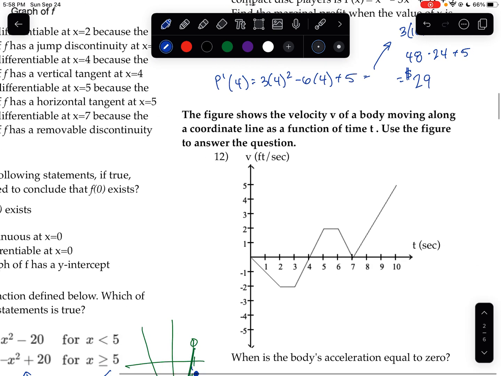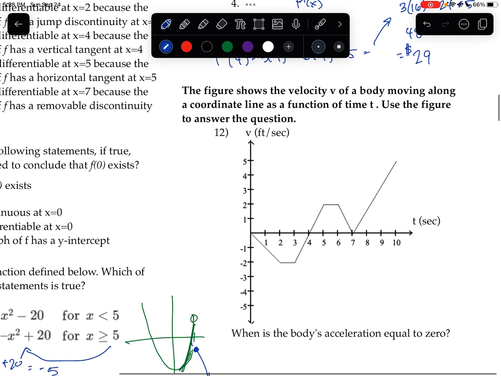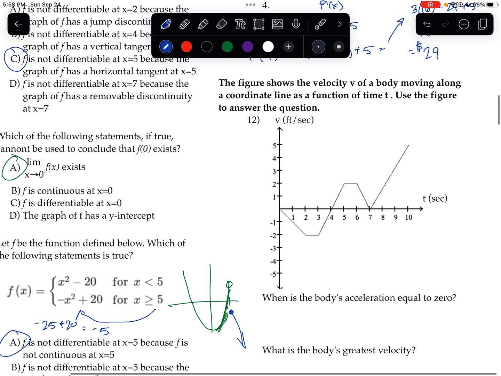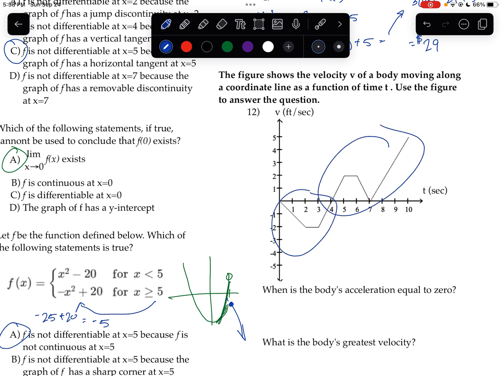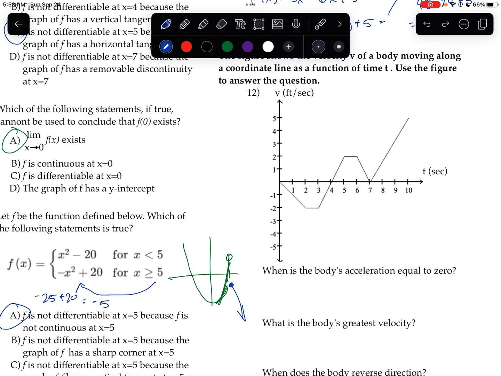All right. For 12, the figure shows the velocity of a body moving along a coordinate line as a function of time t. Use the figure to answer the questions. So in this case, this is a velocity curve. It's not a position curve. So this describes the velocity of this body in motion moving along a coordinate line. It is not giving its position.